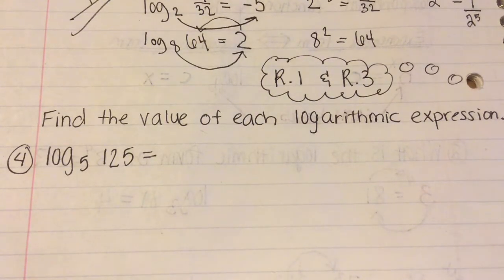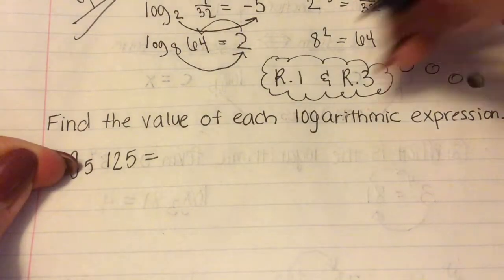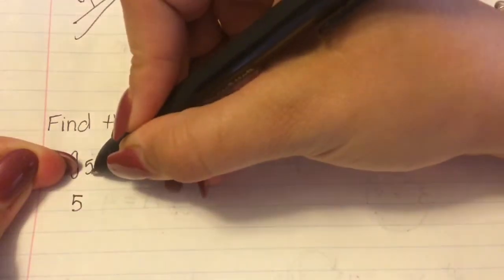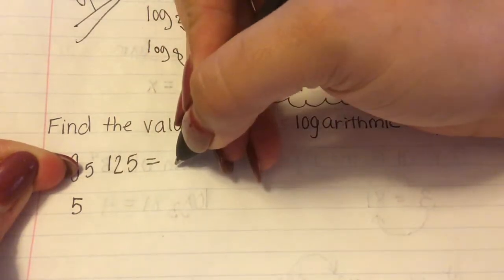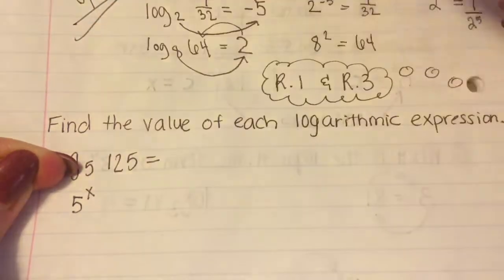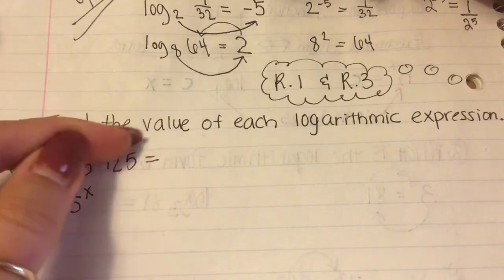So we have our first example here for finding the value. You've got log base 5 of 125. For right now, the only way we know how to do that is by changing this into exponential form. So I'm going to take the base and start there. So 5 to the we-don't-know power. So I'm just going to use an x. 5 to what power gives me 125.